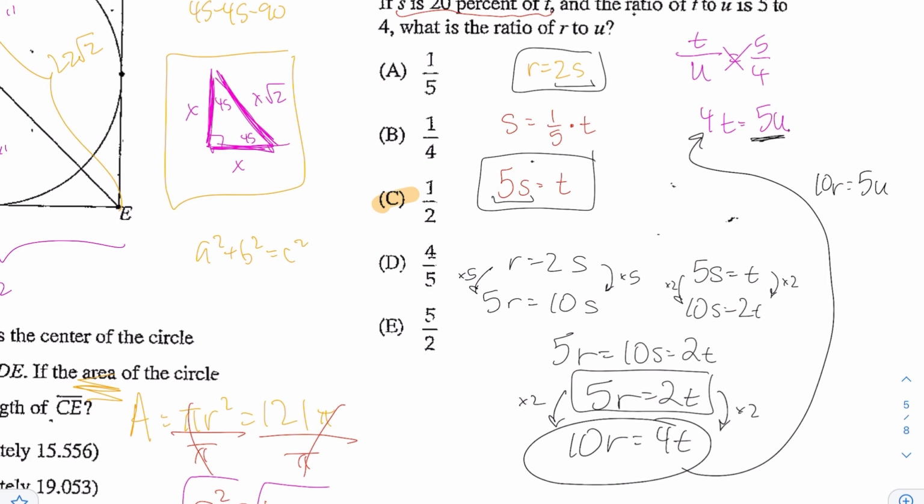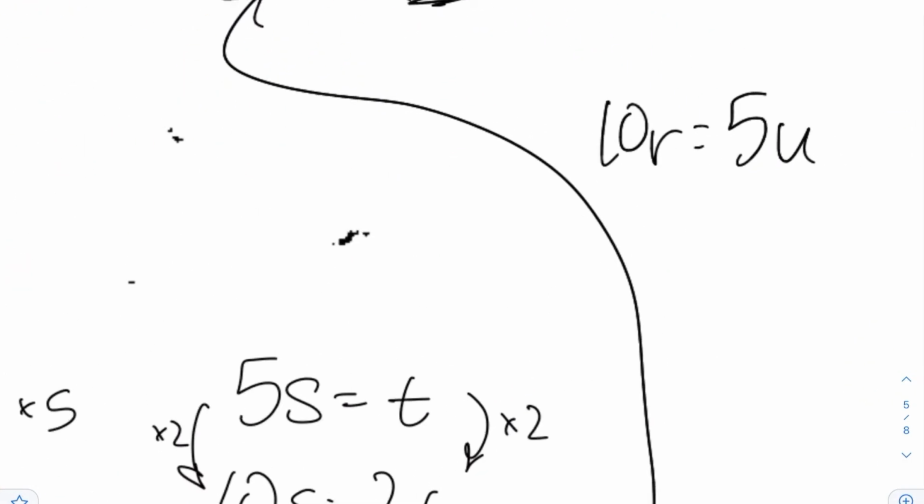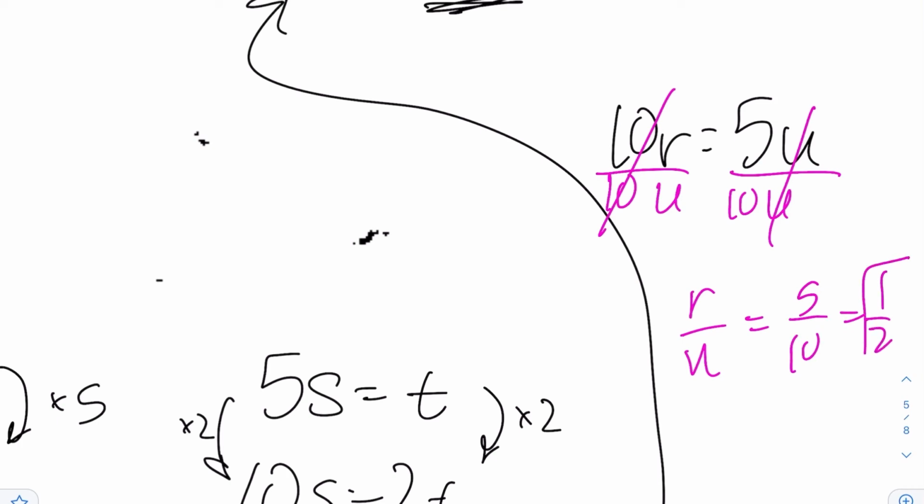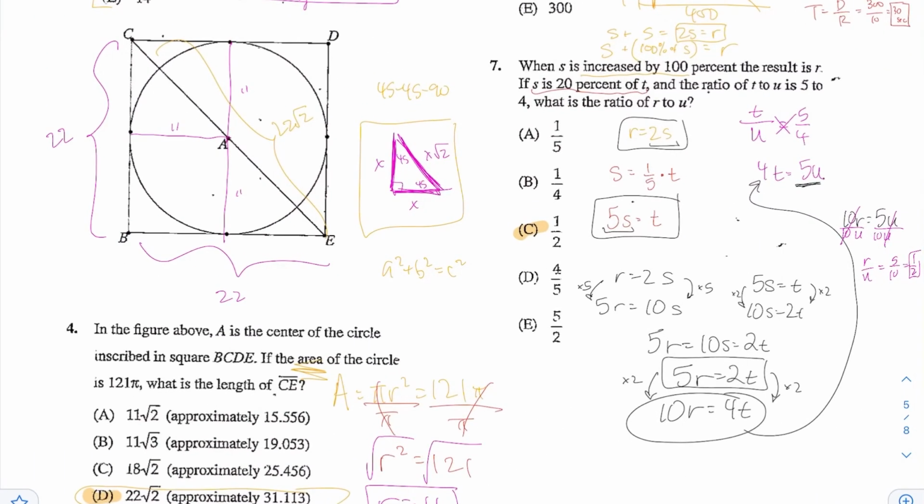And you want the ratio of R to U. That means you want R in the numerator, U in the denominator. So you want to divide by U and divide both sides by 10. You got R over U is equal to 5 over 10, or 1/2. So the answer is choice C.